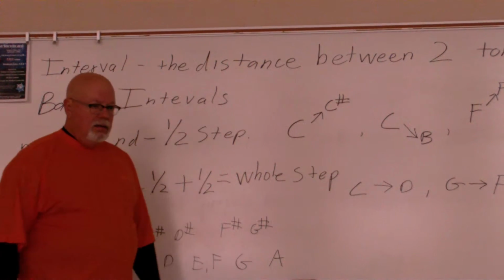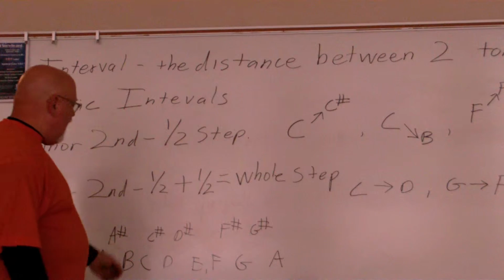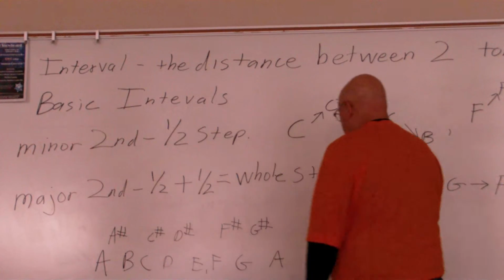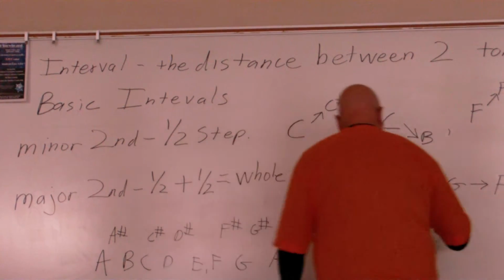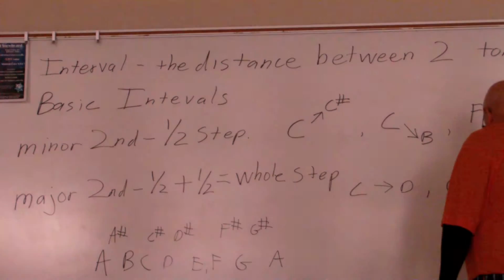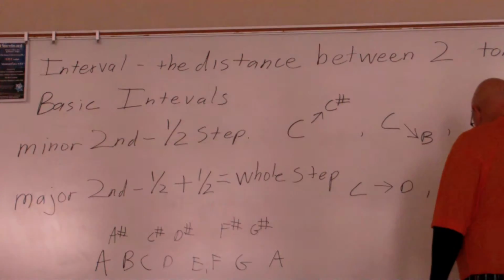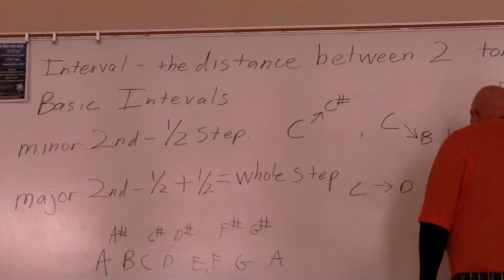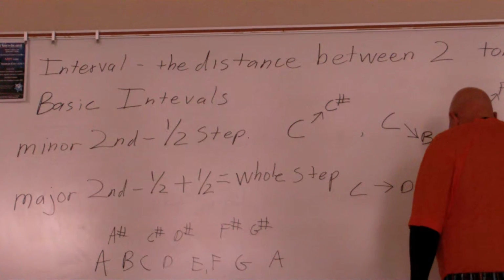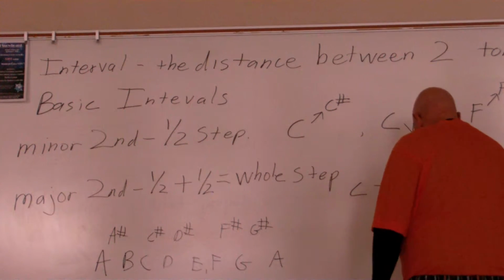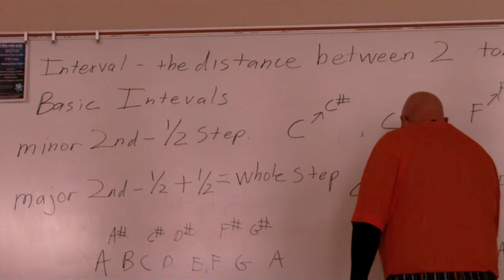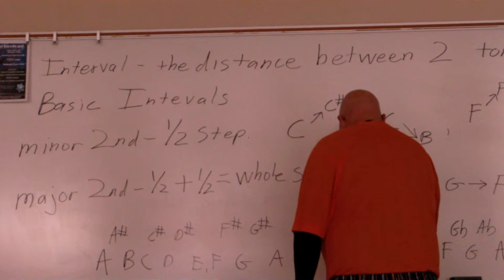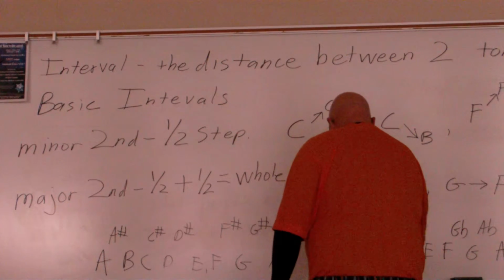Well, Mr. Smith, I don't see any flats up there. Okay, well, let me write it this way. Let's write it down. Let's start up here at the A, and then go A flat. Then G, then G flat, then F, then E, then E flat, then D flat, then C, then B flat, then A.